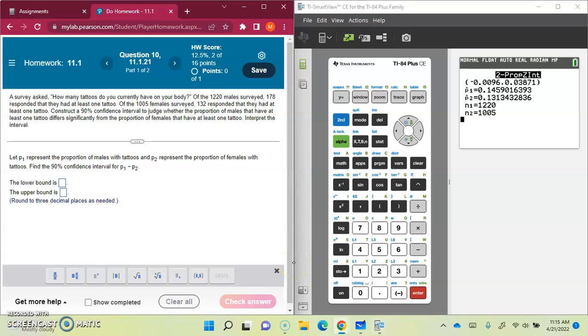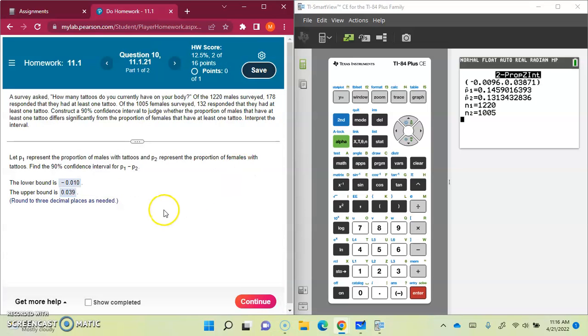The lower bound of this confidence interval is for P1 minus P2. That's what you need to remember. So the 90% confidence interval for P1 minus P2 is done by 2 prop z interval. The lower bound is negative 0.0096. You said 3 decimal places, so we are going to round it, say negative 0.010, and the upper bound is 0.039, because we are rounding to 3 digits. Let's check the answer. So that is your first step.